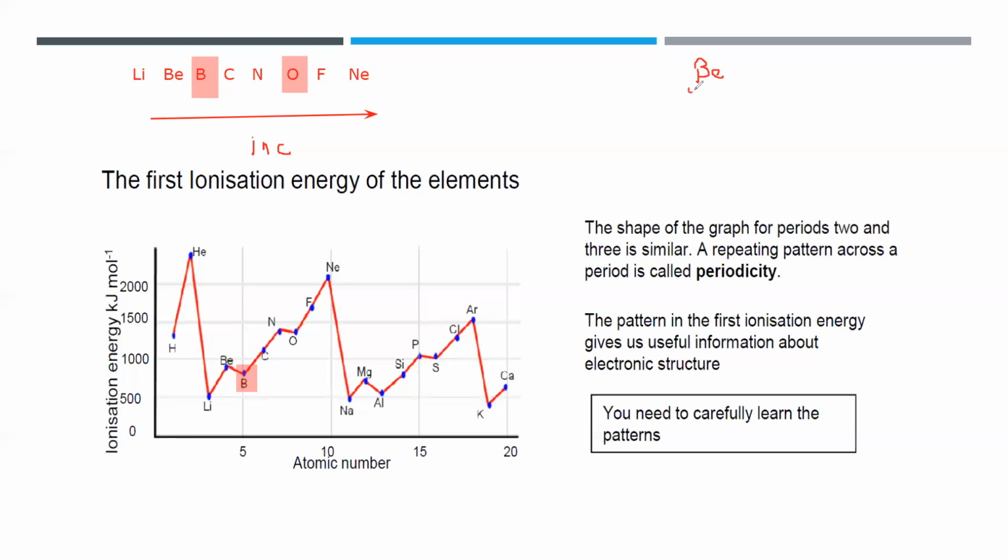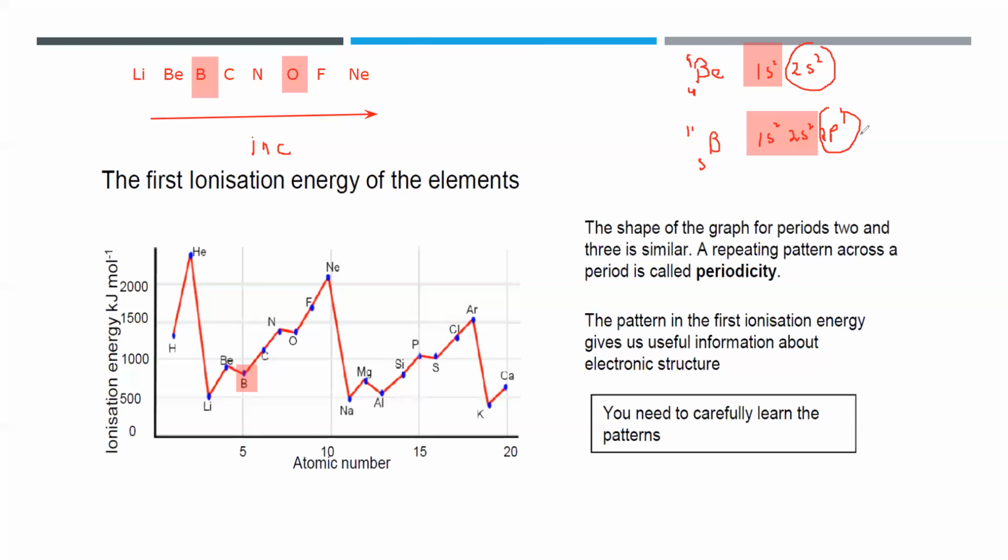beryllium is 4 and 9, and boron is 5 and 11. So when you write the electronic configuration, it is 1s2, 2s2. But for boron, it is 1s2, 2s2, 2p1. So this is the last shell. For the last shell electron, in the case of beryllium, there are only 2 electrons in the inner shell. But in the case of boron, there are 4 electrons in the inner shell.